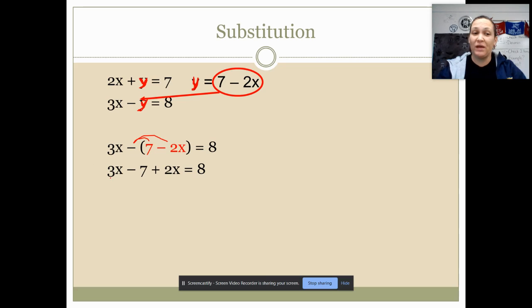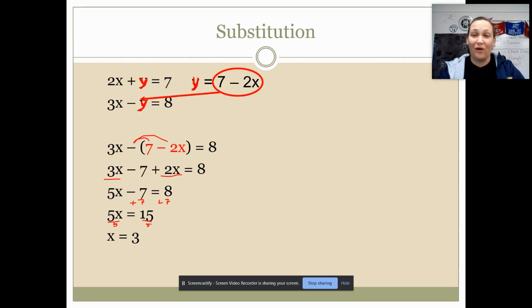In my personal opinion, the next step, I like to combine like terms. So I'm going to add my 3x and my 2x. I'll add 7. This is all stuff from our chapter 2, so I'm going a little bit quickly. And then as a final step, I'll divide both sides by the 5. And I get x equals 3.